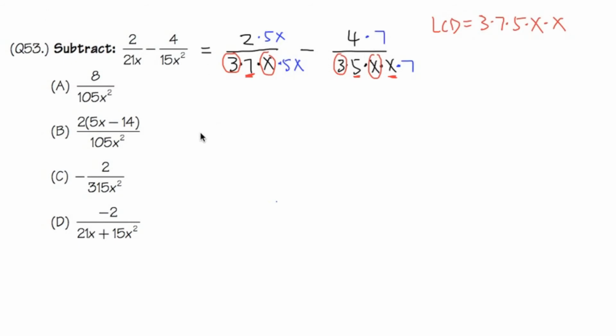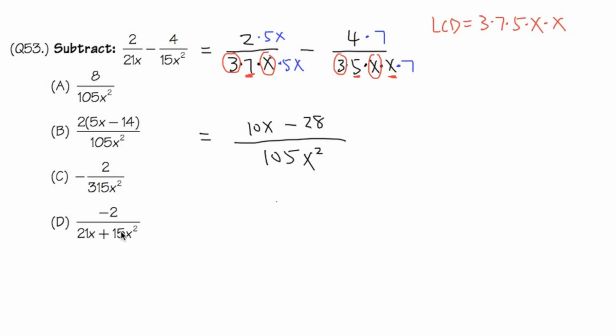Okay, so I will multiply out the bottom. Let's see what we have. 3 times 7 is 21. 21 times 5 is equal to 105. I'm just multiplying out the numbers. And then I have the x times x, that's x squared. And because they have the same denominator, I can just put them into one fraction. On the top, for this one, this is 2 times 5x. 2 times 5x will give us 10x. Minus 4 times 7 is 28. And that's pretty much all we have right here.